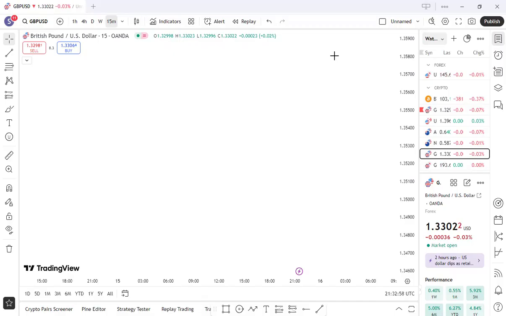So first of all, I'll be diving in with what is forex. Forex trading is the buying and selling of currencies on the foreign exchange market with the goal of making profit. It is the largest financial market in the world with over $7 trillion being traded daily. So basics of forex trading, that is what we'll be discussing today.